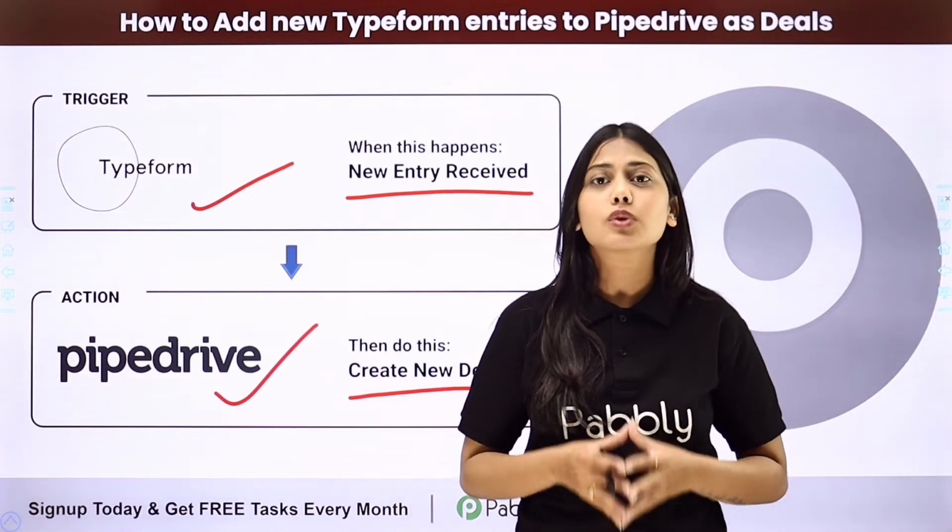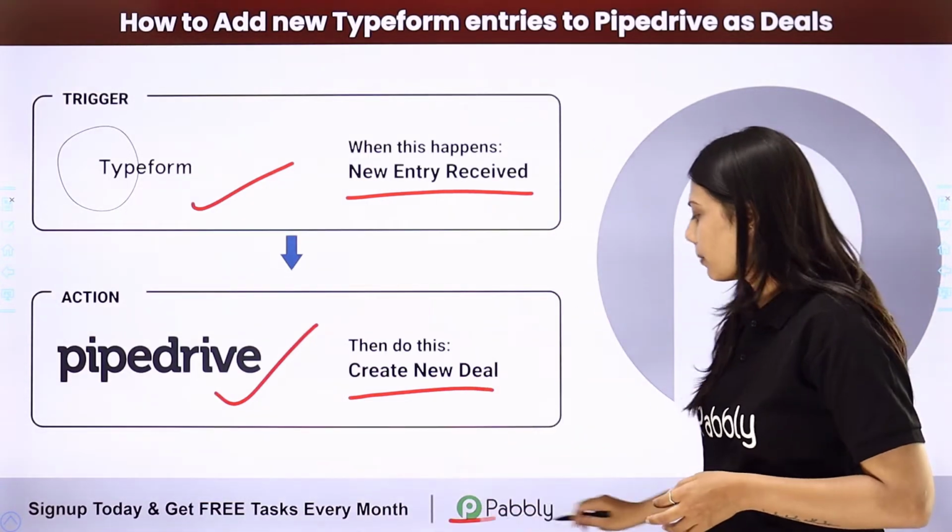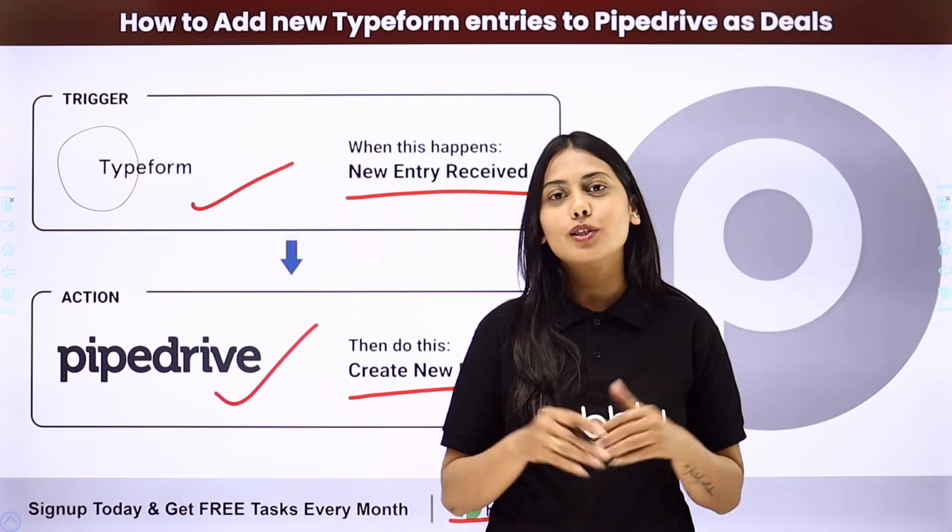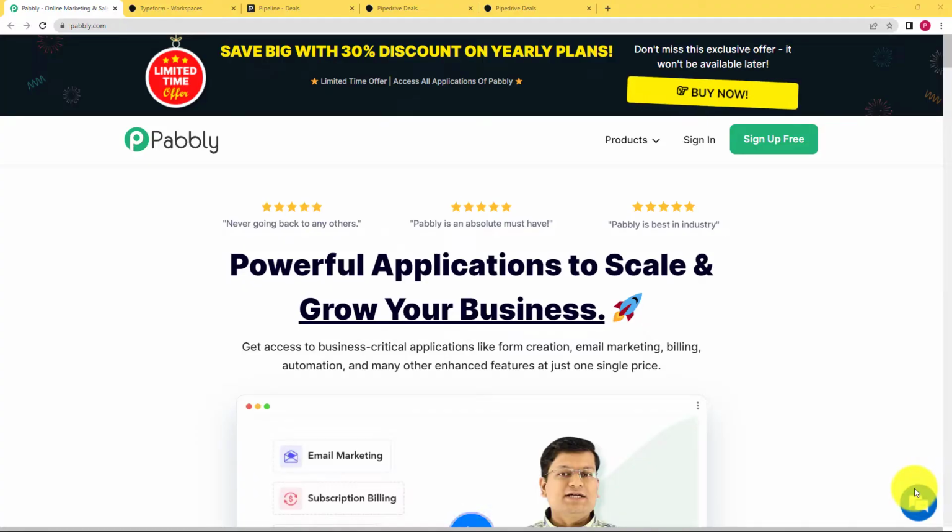We will be doing this using an automation software that is Pabbly Connect. Let us learn how to do it. So in today's video, we will learn how to add new Typeform entries to Pipedrive as deals. We will be integrating Typeform and Pipedrive in such a way where Typeform will be our trigger application and Pipedrive is going to be our action application. And this integration will be done using an automation software, Pabbly.